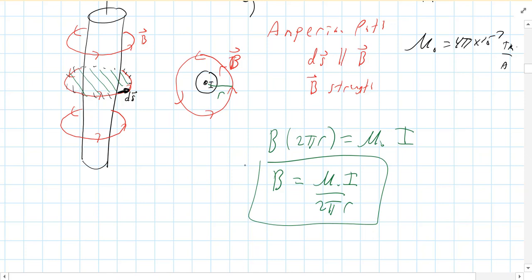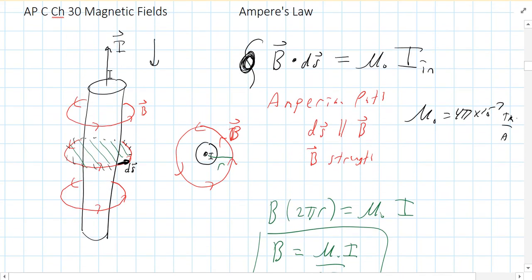And a lot of the time, Ampere's law is going to be just like that. It's going to be very easy to use, okay? Now, what if, let's assume that this current were distributed throughout the wire.